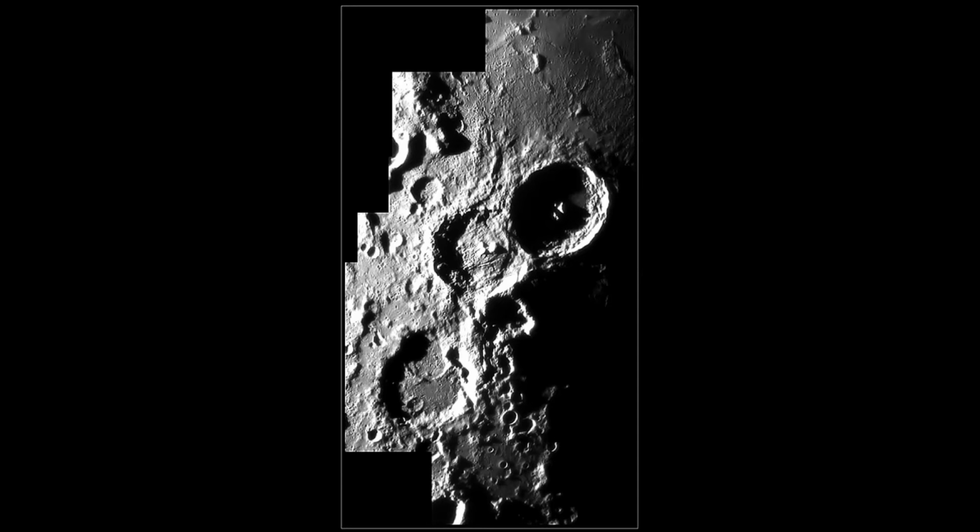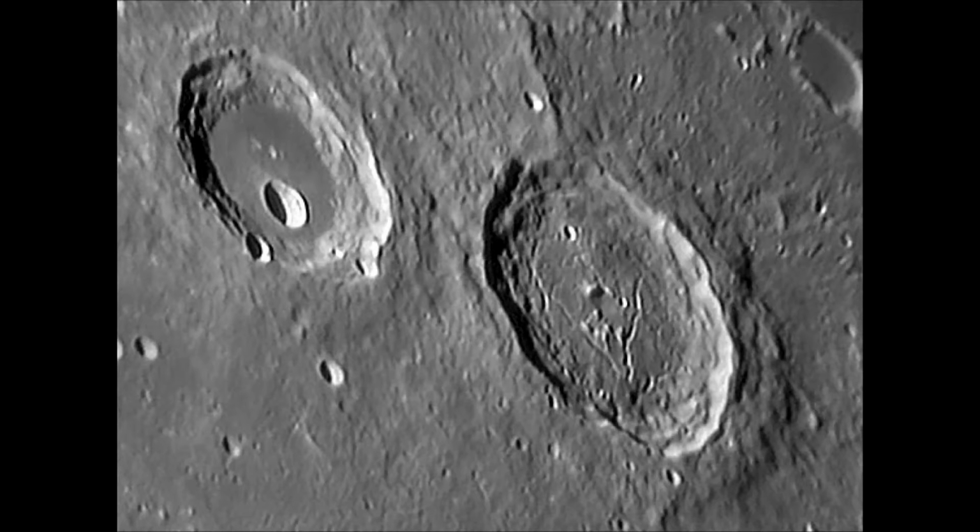Okay, the next image. This is Atlas and Hercules. Atlas is on the right, Hercules on the left. These are approximately the same size and very close together, so you look at them as a pair. And they were both affected by volcanism.